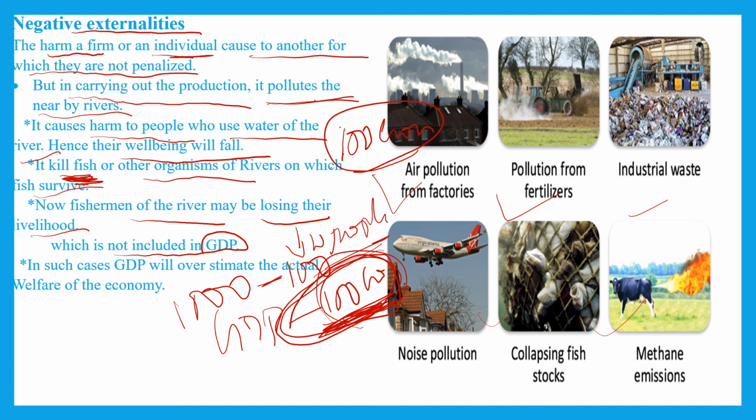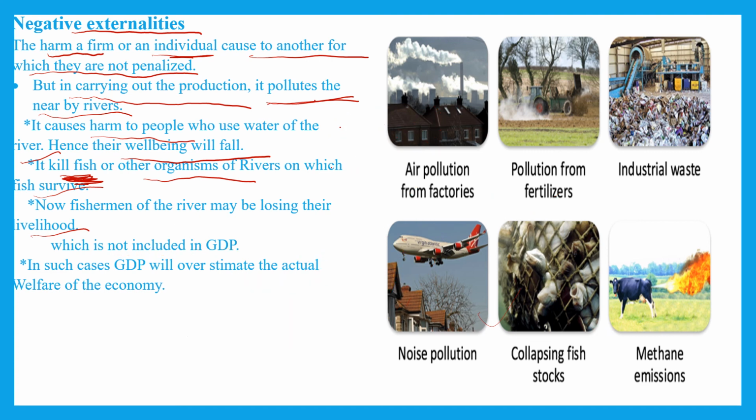But we don't do that. Then we think that GDP is 1000, but actually the welfare of the people has come down. Then in this situation, how can you say that GDP is a good indicator? In such cases, GDP will overestimate the actual welfare of the economy. GDP is more, but because of pollution, the economic welfare of people has come down. So in that situation, we cannot say that GDP is a good indicator.